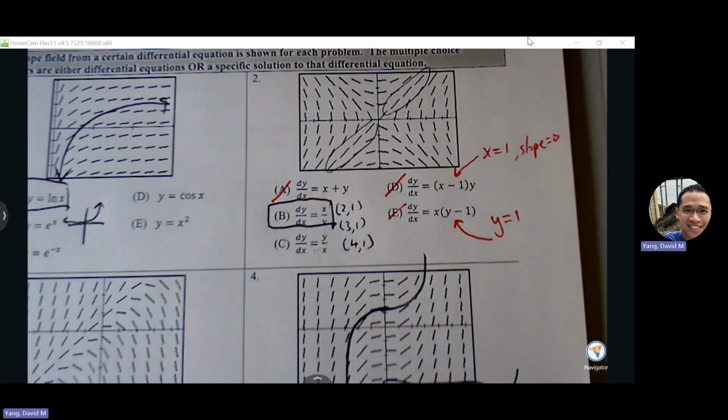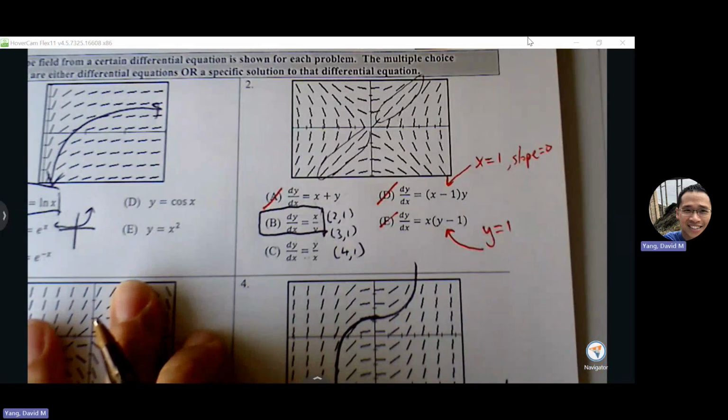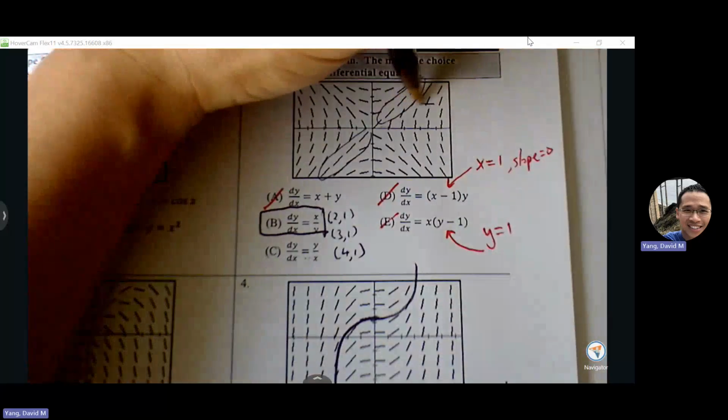Are you assuming that the y value stays the same though? I'm sorry? Are you assuming the y value stays the same? Yes. So I'm just looking at this line here.